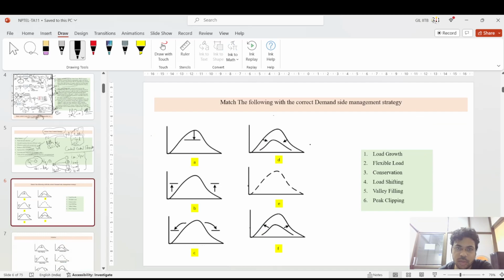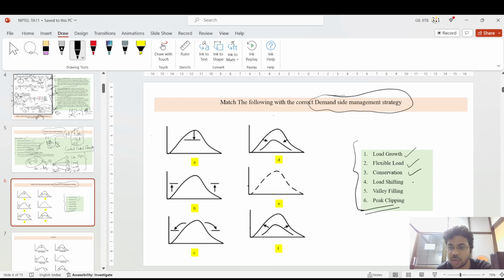I have one question related to this demand side management, the peak reduction and all that I have told you. There are six options on the right side, and the curves are there. You have to match them with the correct terminology. Suppose the first is there, you have to match what it is depicting. This is a good exercise for you to become comfortable with the terminology of demand side management, such as load growth, flexible load, conservation, load shifting, valley filling, and peak clipping.